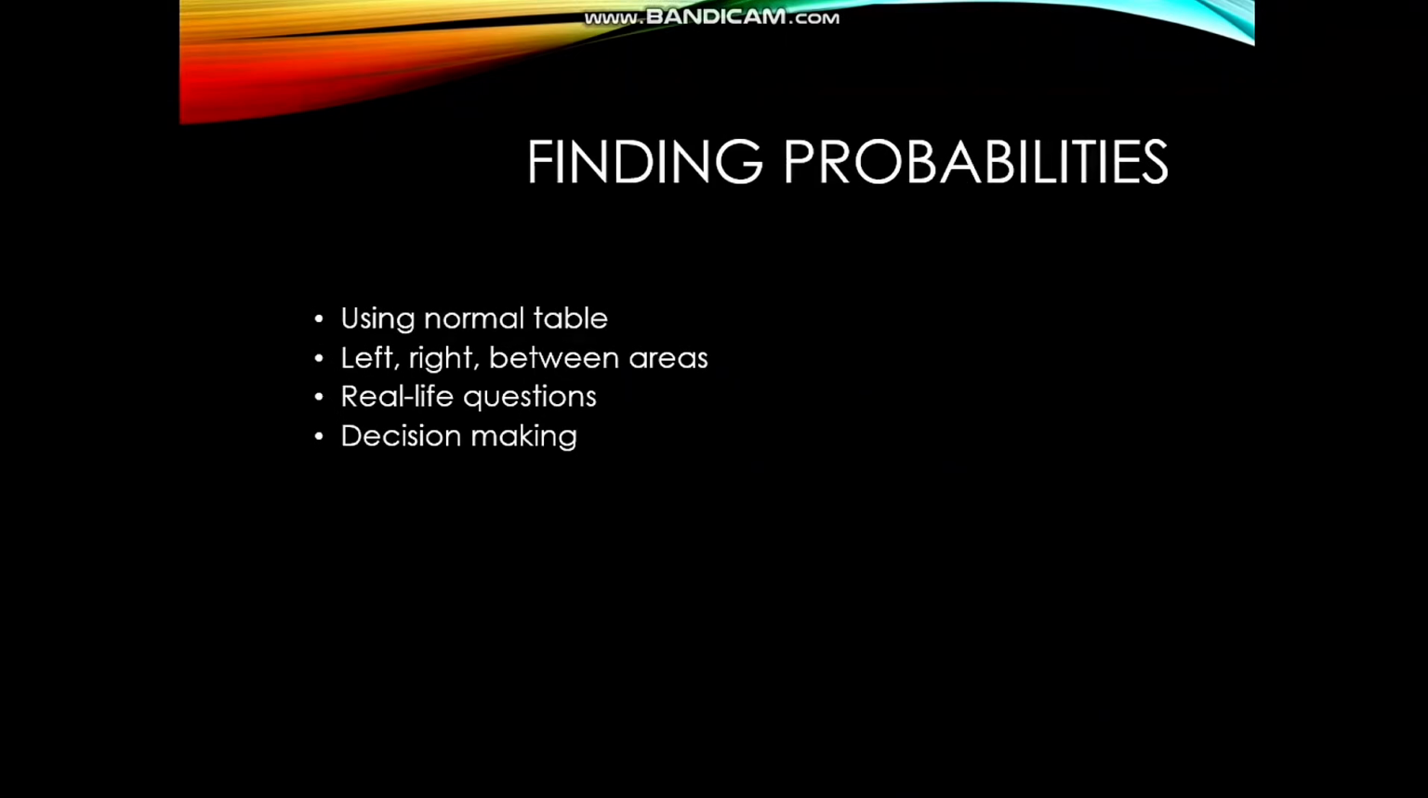Using the z-score and the normal table, we can find probabilities. For example, we can find the probability that a value is less than a certain number. We can also find the probability that a value is between two numbers. This is useful in real-life situations.